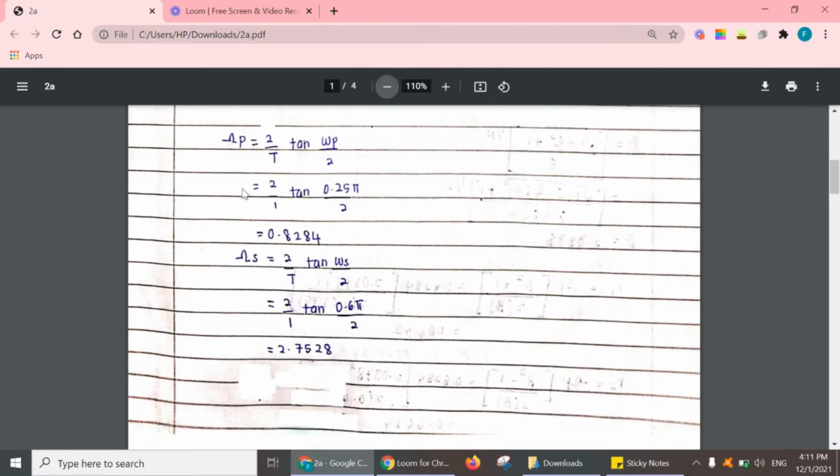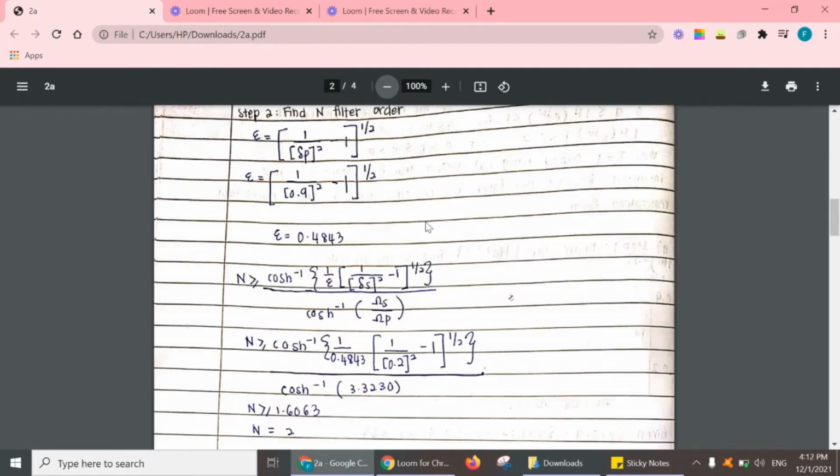from the information we get. For the frequency value, we can use the formula: cut-off frequency for the pass band equals 2 over T tangent of ωp over 2, and we get 0.8284. And for the stop band cut-off frequency, the formula equals 2 over T tangent of ωs over 2, and we get 2.7528.